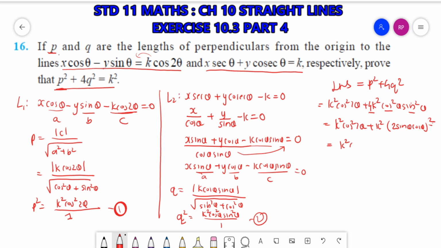So it will be k square cos square 2 theta plus k square sin square 2 theta. So k square common, cos square 2 theta plus sin square 2 theta, and that is equal to 1. So that is equal to k square, and that is equal to RHS. Clear? So this was about question 16. Just note it down.